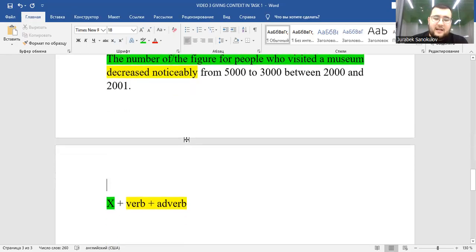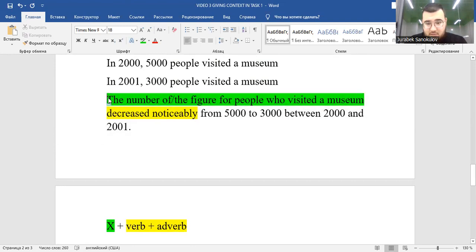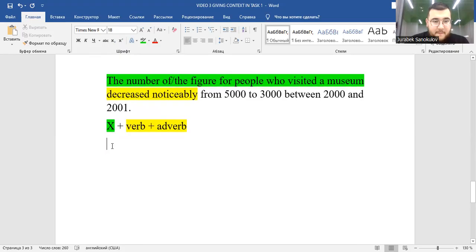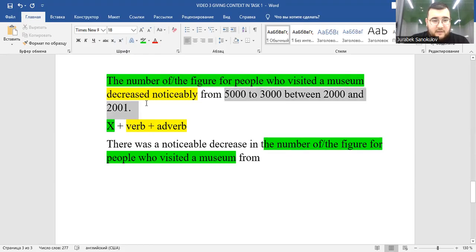So let's use other sentence structures as well with the same sentence. So let me just write it here so that it will be easier to see. So we can say this. Let's use the 'there was' and noun sentence structure. There was a noticeable decrease in the number of, or the figure for, people who visited a museum from this thing.